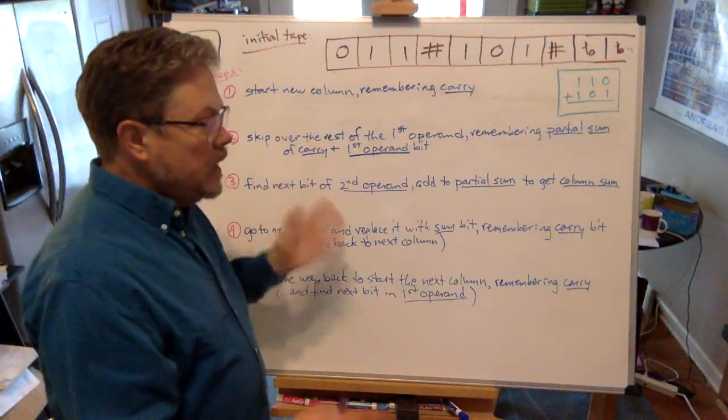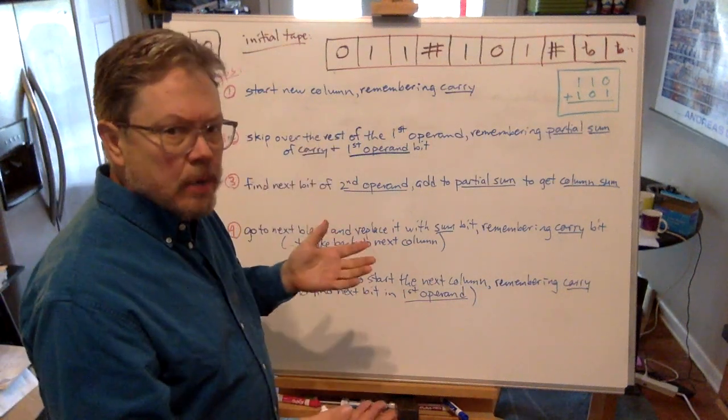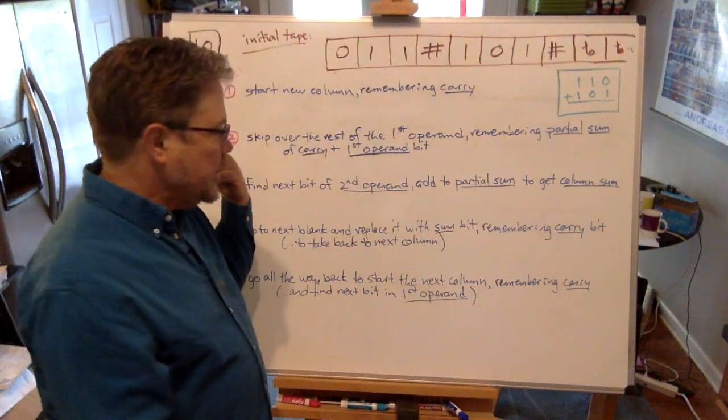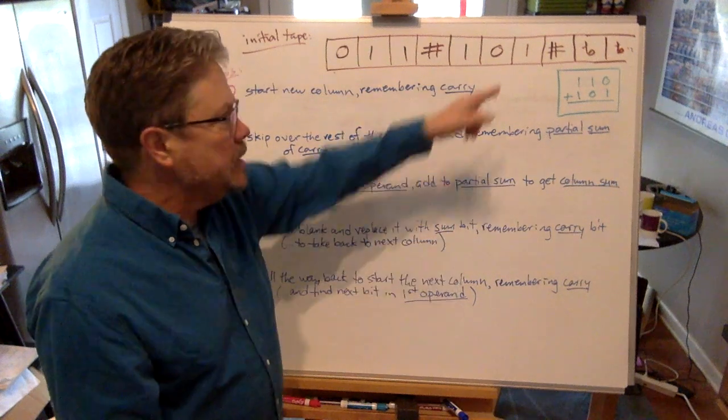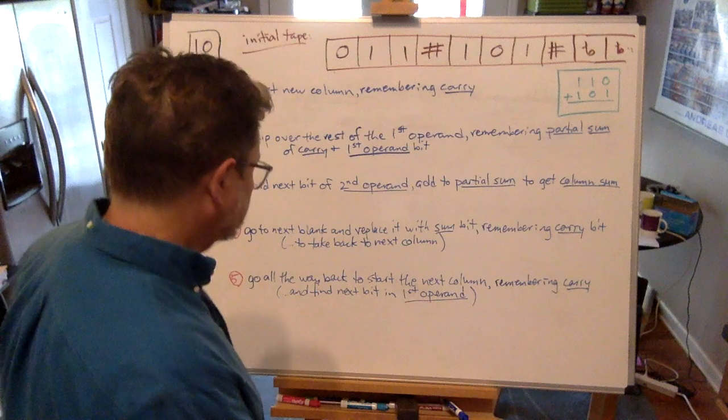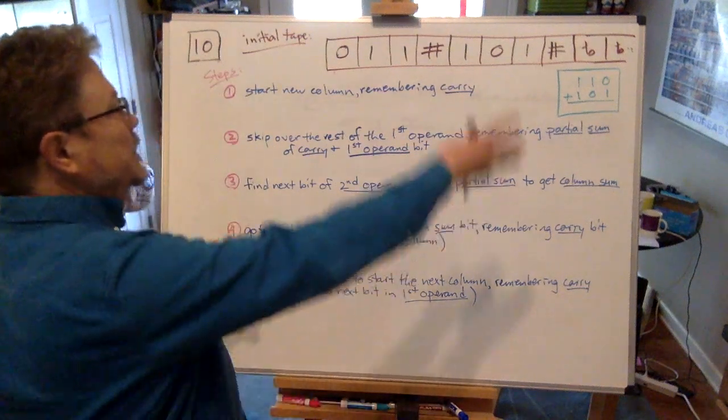So for example, if I add up the entire column and I get 1, 0, then that 1 on the left, that's the carry bit that I'm going to have to bring back and add to the next column. The 0 is the sum bit that I'm going to deposit, replacing a blank over there. After I've done that, that's like one whole cycle.